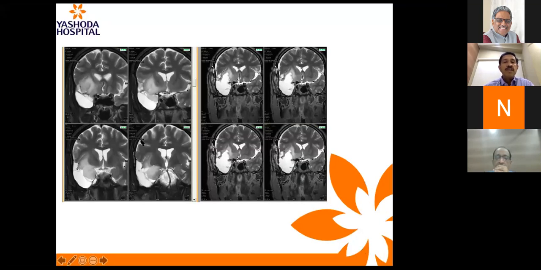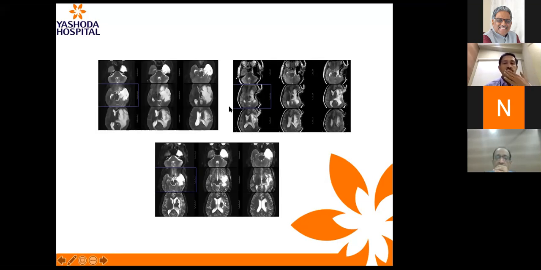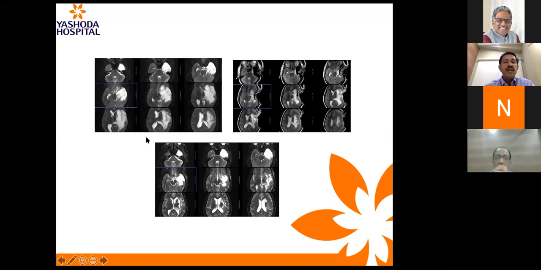So this was the preoperative image. Using navigator-guided resection, you can see how much we are able to make inroads into the insular area, leaving only the deep part, which is likely to be next to the internal capsule.